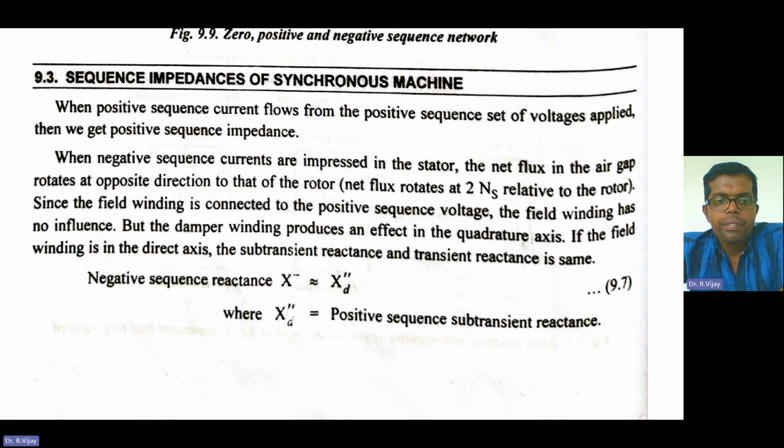So the net flux rotates at 2 into ns, that is the relative speed of the motor. Since the field winding is connected to the positive sequence voltage, the field winding has no influence, but the damper winding produces an effect in the quadrature axis, that is the Q axis. If the field winding is in the direct axis, the subtransient reactance and transient reactance are the same. So the negative sequence reactance, X minus, is approximately equal to XD double dash, where XD double dash is nothing but the positive sequence subtransient reactance.